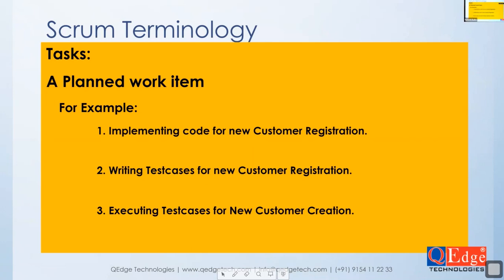For one user story implementation, there will be multiple task items. Make a note: one user story implementation will have multiple task items. Like here, writing the code for customer registration, task 1. Writing test cases for customer registration, task 2. Executing test cases for customer creation, task 3.